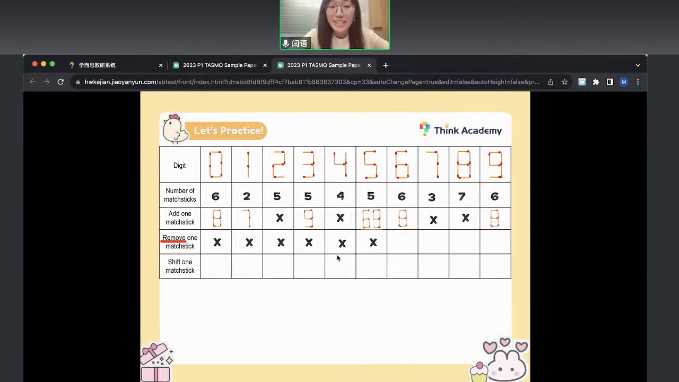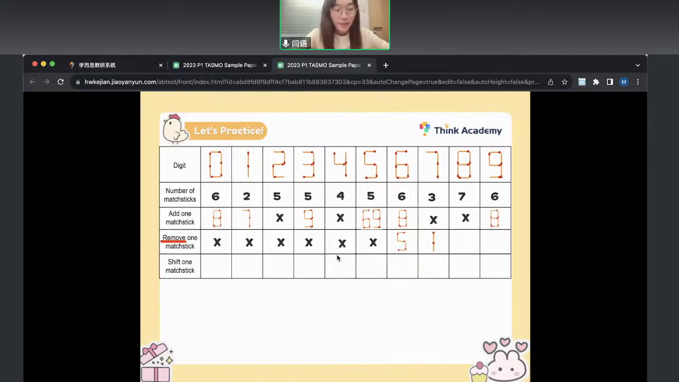For the digit 6, if I want to remove 1, I want to cancel 1, what new digit can we get? New digit. Well done. Yes, it should be 5, okay? And next one, let's move on to 7. If I remove 1 matchstick for digit 7, what new digit can we get? Yes. Okay, well done. Yeah, it is number 1. Okay, next one. What about number 8?